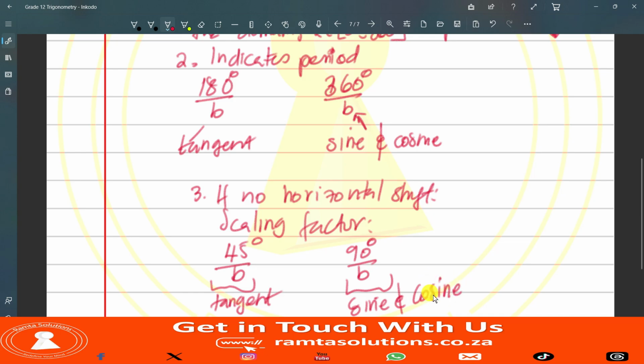Okay, this is for sine and cosine. This is B. This scaling factor you will see in the last video, in the last item. What do we mean? Sometimes when you draw your graph, you want to know if you should vary it with 90s or 45s or 30s or whatever. But this B will help you to scale it horizontally, to scale your horizontal axis.